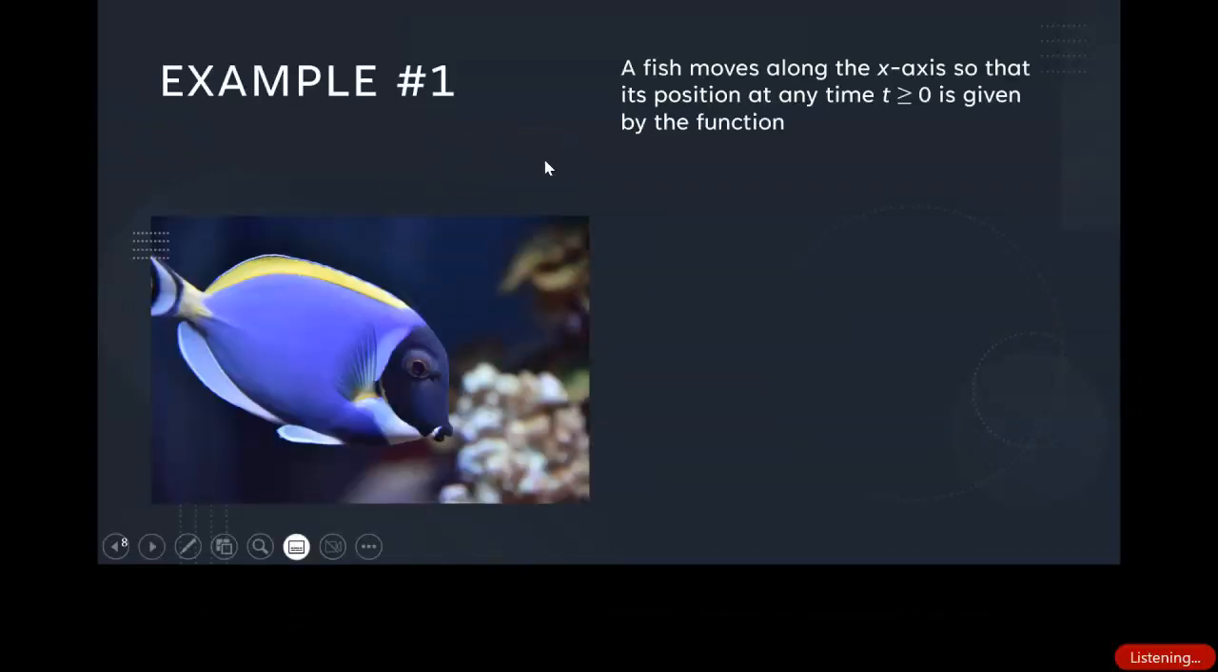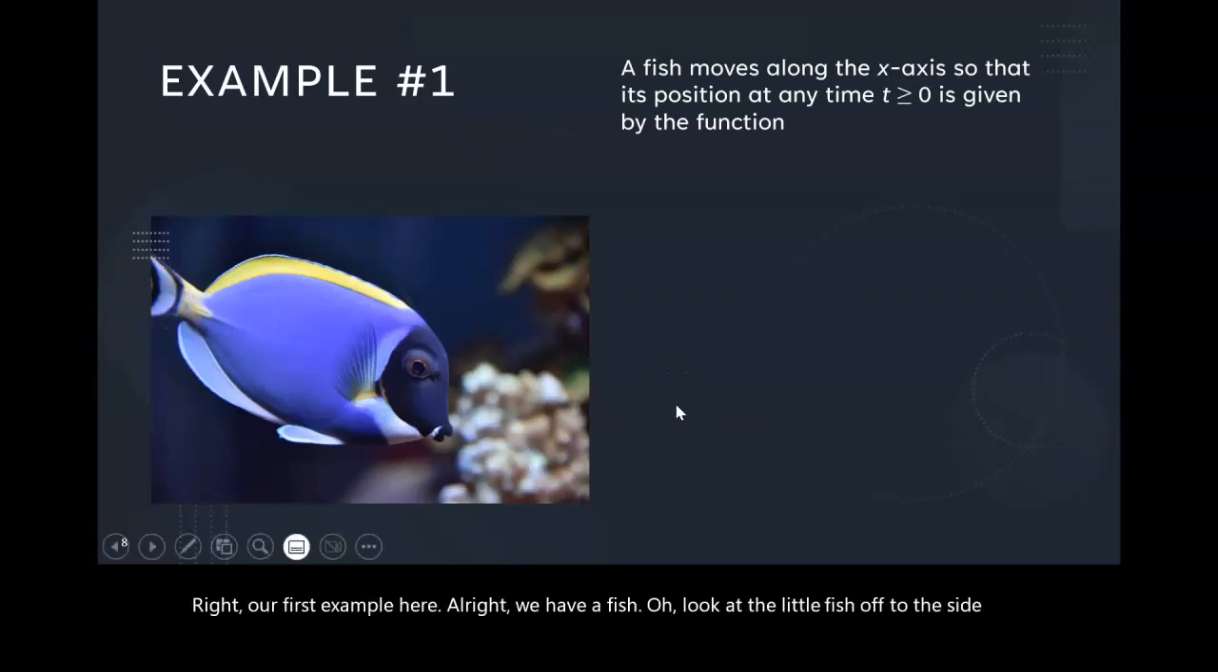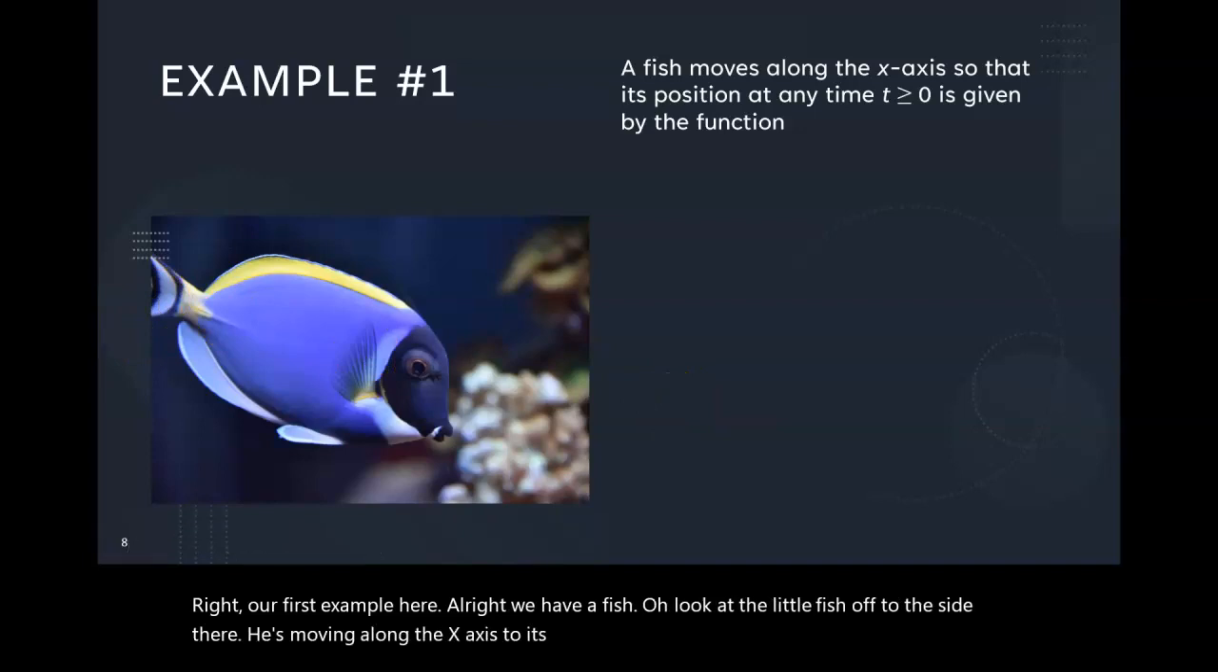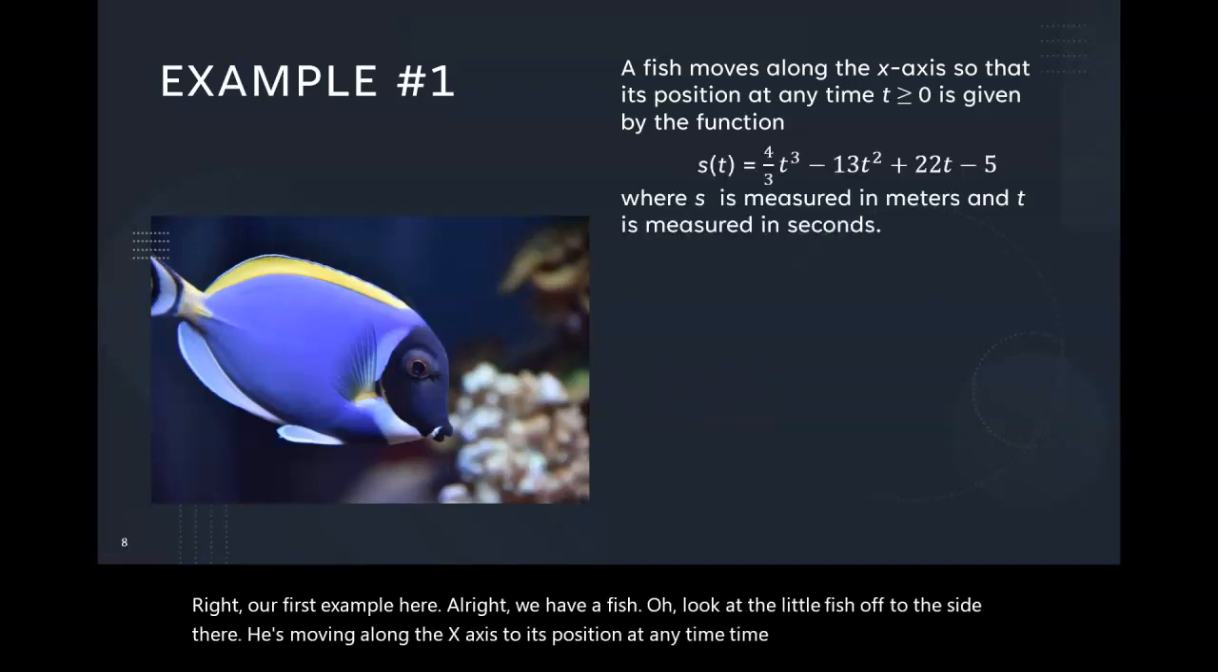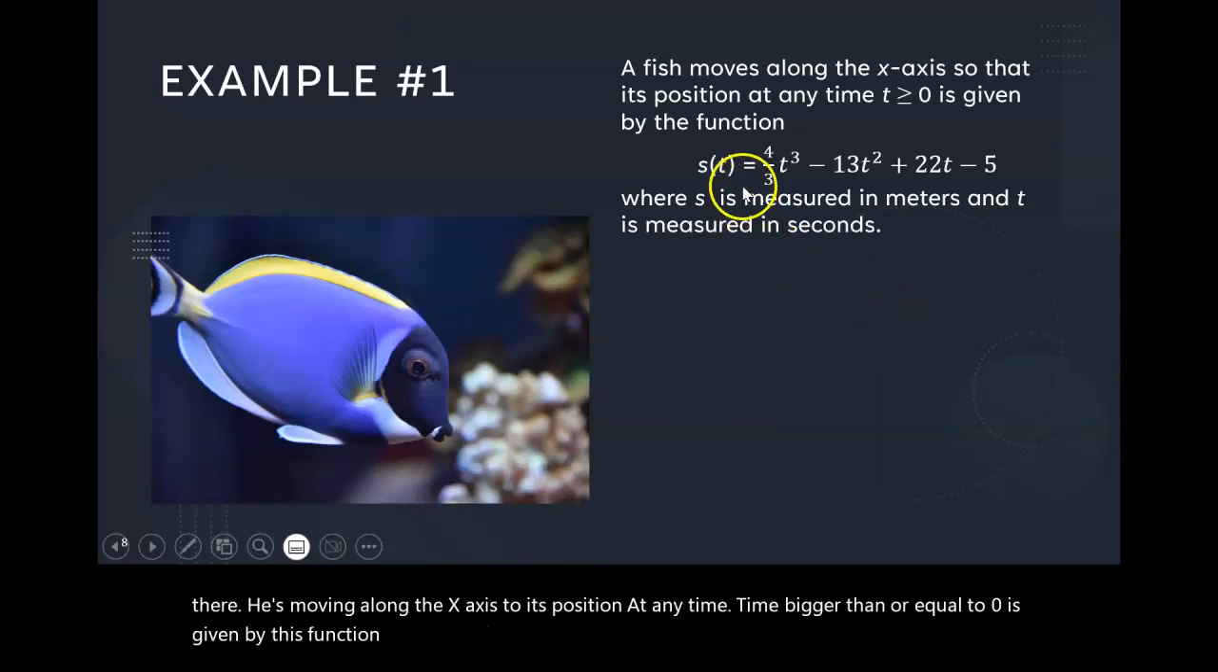All right, our first example here, we have a fish. Oh, look at the little fish off to the side there. He's moving along the x-axis, so its position at any time t bigger than or equal to 0 is given by this function. S of t equals 4/3 t cubed minus 13t squared plus 22t minus 5, where S is measured in meters and t is measured in seconds.